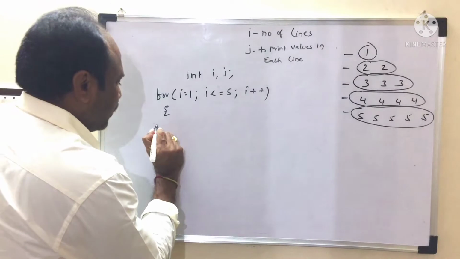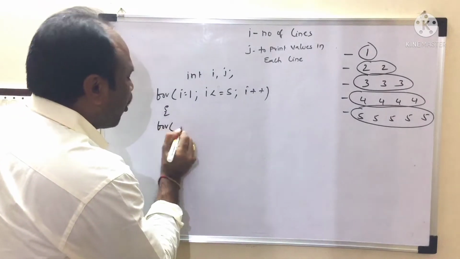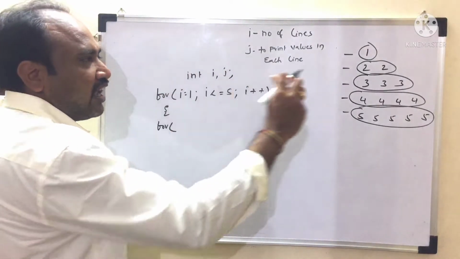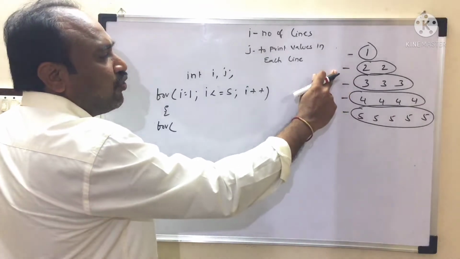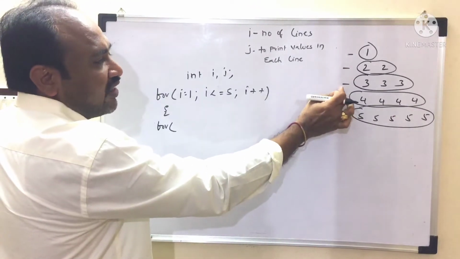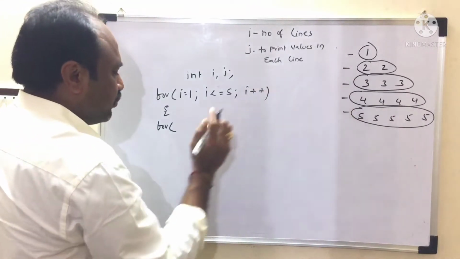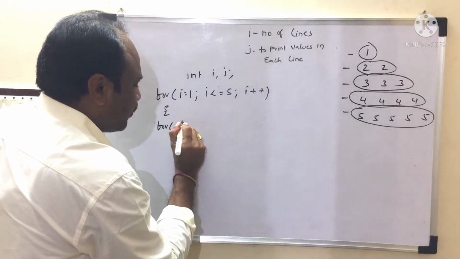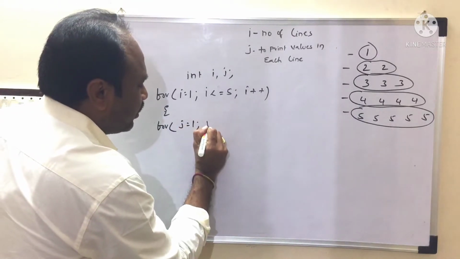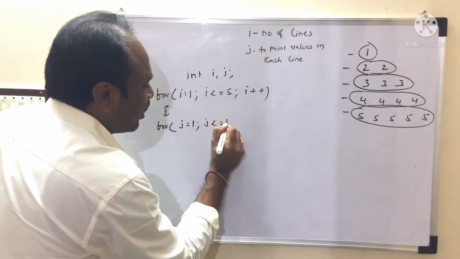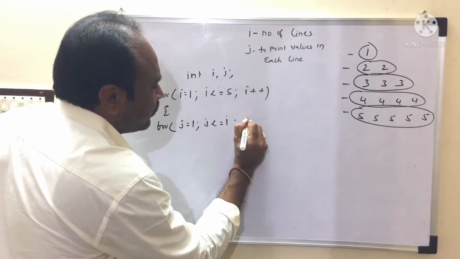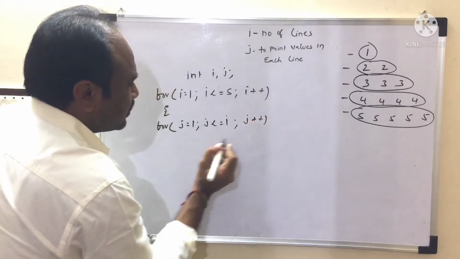Next, if it is line 1, how many values do I have to print? If it is line 1, I have to print 1 value. If it is line 2, we have to print 2 values. If it is line 3, we have to print 3 values. That's why for j equal to 1, j less than or equal to i, j plus plus.